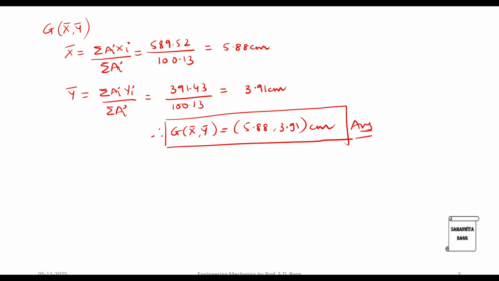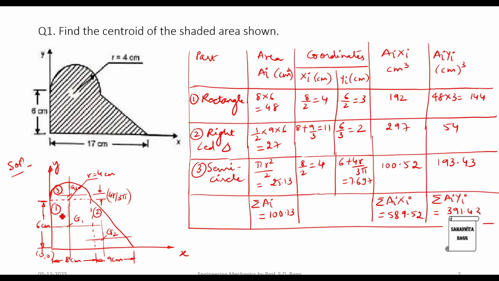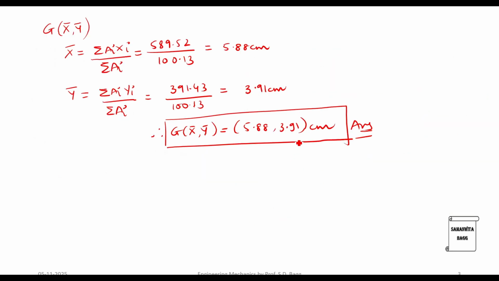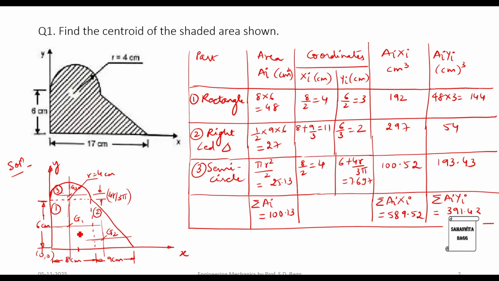Now if you want to plot this 5.88, this total is 4 and 5.88 will be somewhere here, and y value is 3.91, approximately 4 is somewhere here. This is the point G x bar y bar. This is the point that we were trying to figure out. So that's how you solve for a composite shape where the entire shape has been shaded and you have to find the centroid for it.